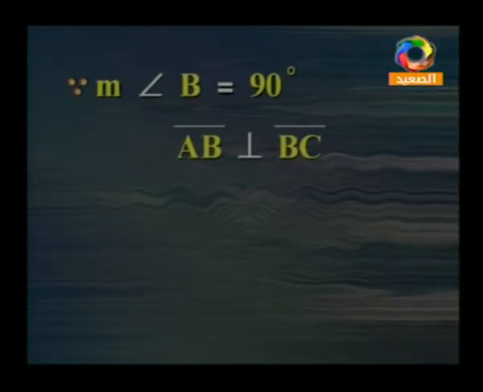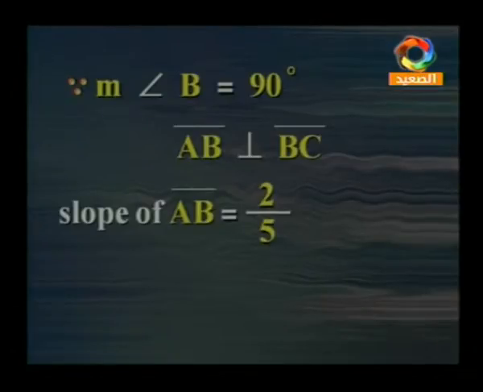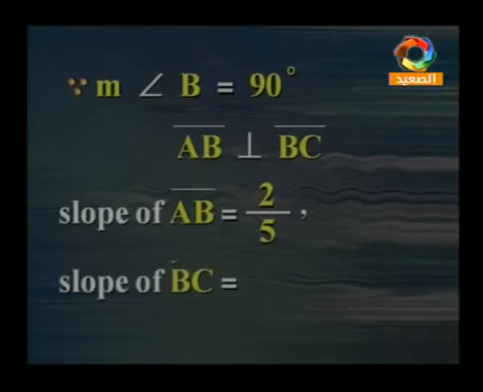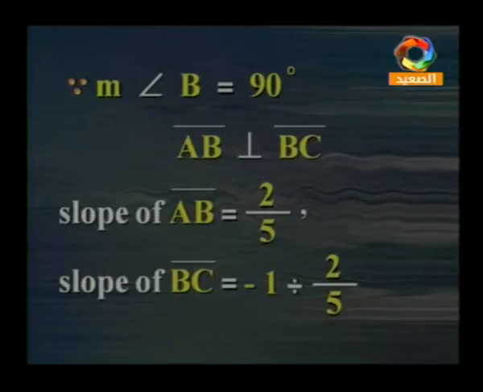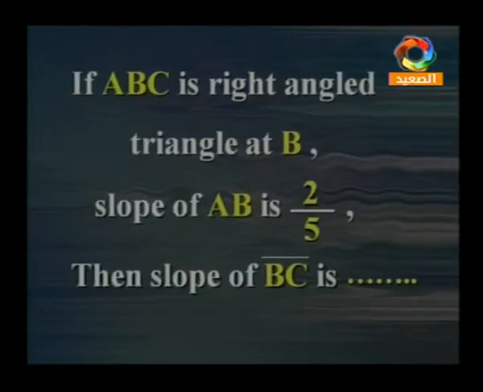So, first of all, what about slope of AB? Slope of AB equals 2 over 5 as given. Then, as BC is perpendicular to AB, we can find that the slope of BC will be negative 1 divided by 2 over 5, to find a result as negative 5 over 2. And in this case, we can say that the slope of BC is negative 5 over 2.